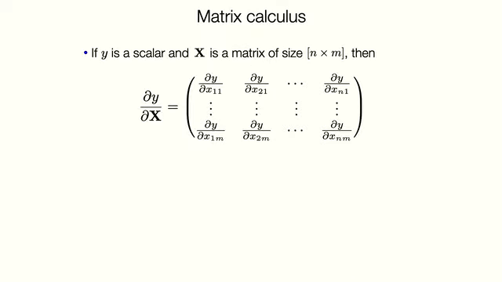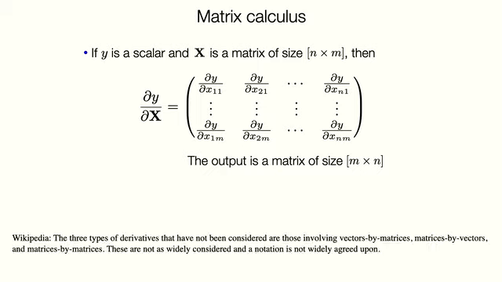Now, if y is a scalar and x is a matrix, so for example an image of size n by m, then the partial derivative of y with respect to that matrix x will be a matrix of size m by n, where each component corresponds to that relevant component of x. And note that by taking that derivative, we flipped the rows and columns, so it's been transposed.